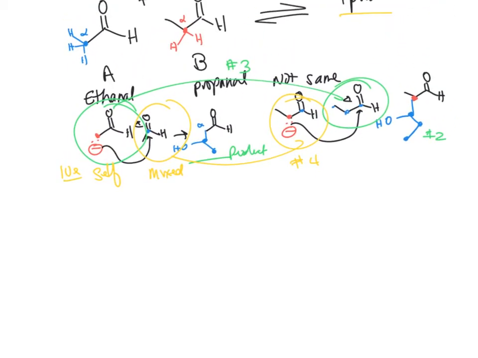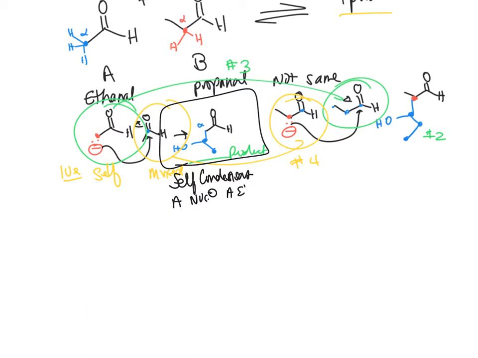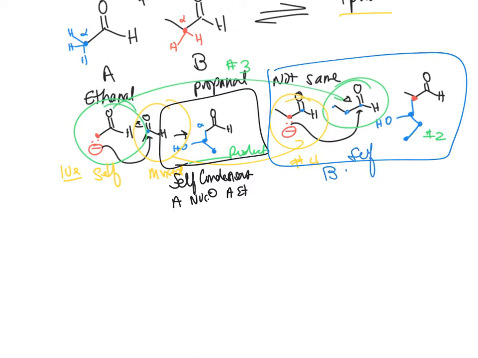So self-condensation. This was self-condensation. And this would be if A was the nucleophile and A was your electrophile. The other self-condensation is this one. And this is if B is your nucleophile and B was your electrophile. Okay, the next one was mixed.